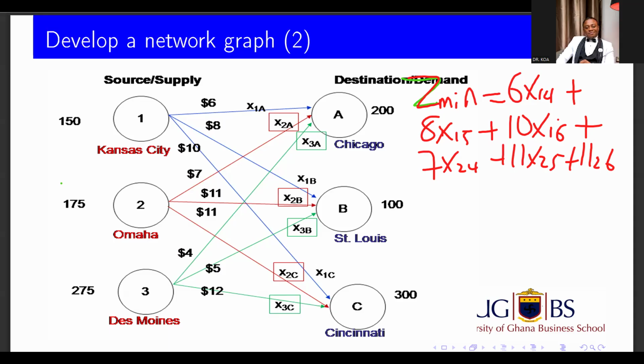Doc, there is not 11x25. It's 11. The last one should be 5. What should be 5? It should be 5x26, not 11x26.